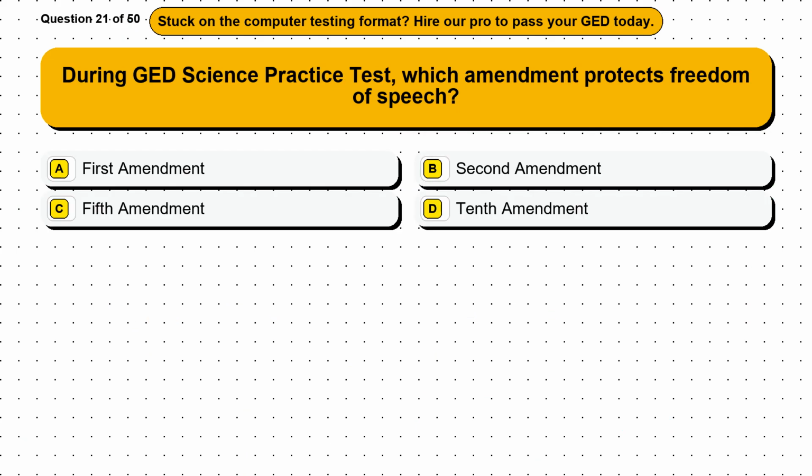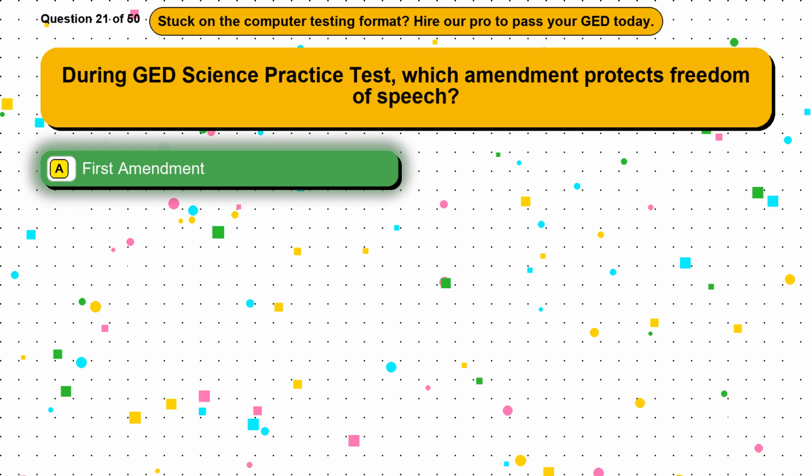Question 21. During GED Science Practice Test, which amendment protects freedom of speech? Option A, First Amendment. Option B, Second Amendment. Option C, Fifth Amendment. Option D, 10th Amendment. The correct answer is option A, First Amendment.